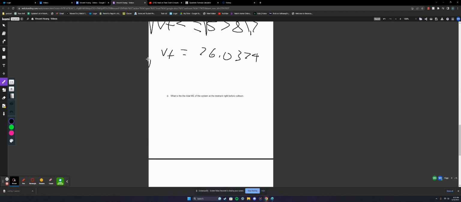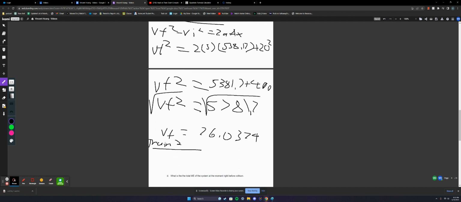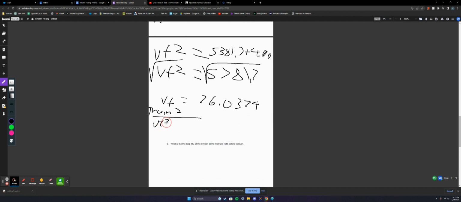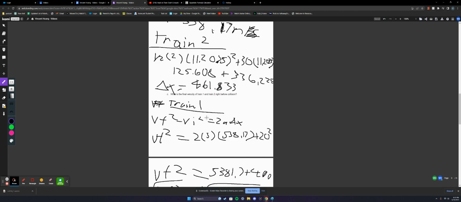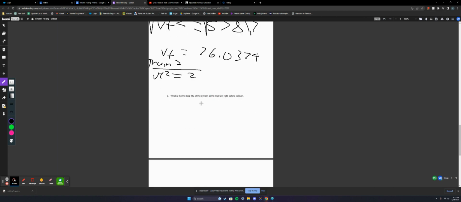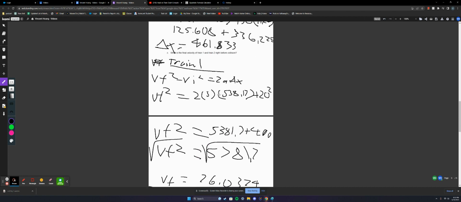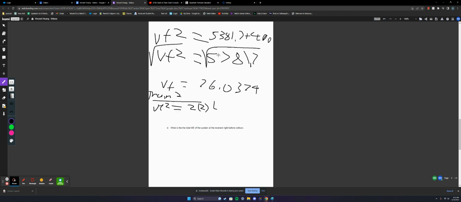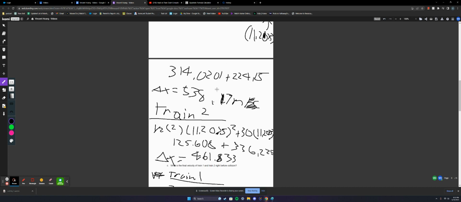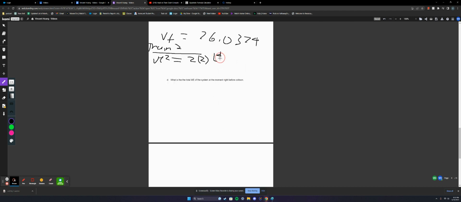Now for train 2, we use the same thing. v_f squared is equal to 2 times the acceleration of train 2, which is 2 meters per second squared, times delta x of train 2, which we found in part B, 461.833.